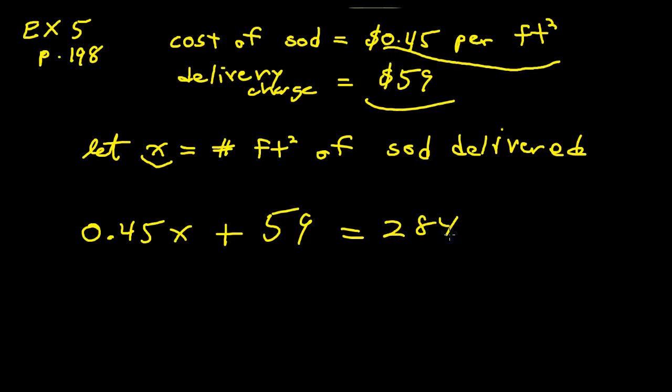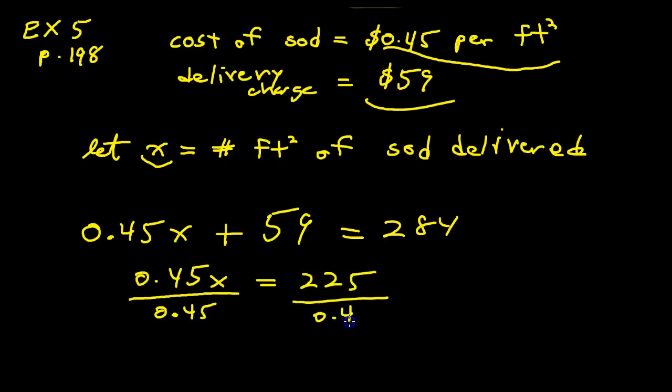Now this equation's got a decimal in it. We can handle that pretty easily, I think. I'll first subtract 59 from both sides. So 284 minus 59 is going to be 225. And we'll probably go to a calculator with this one, since I have to divide by a decimal. The 0.45s cancel on the left, and 225 divided by 0.45 is 500.